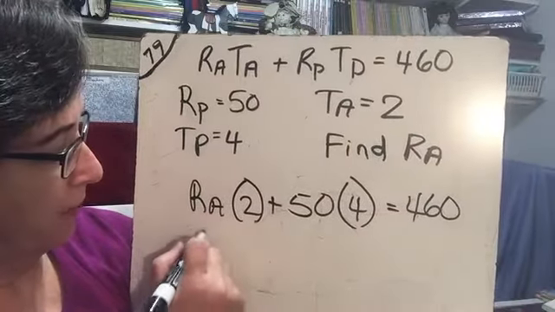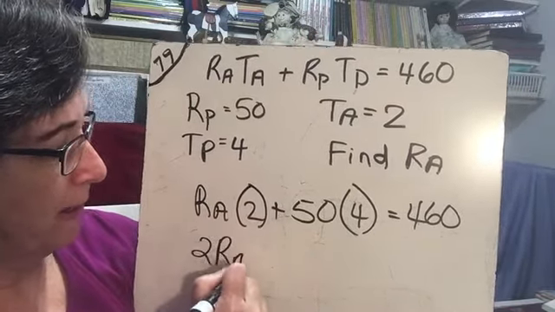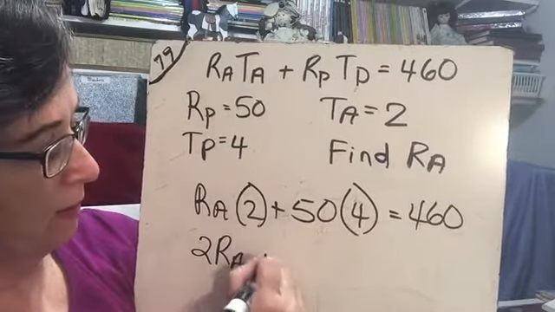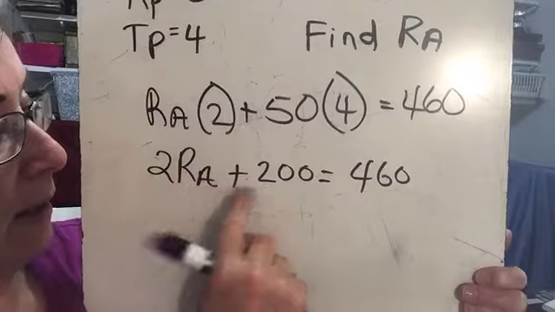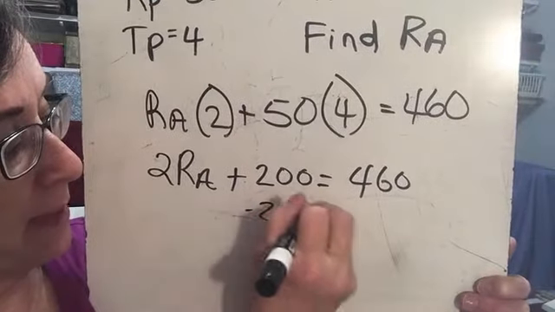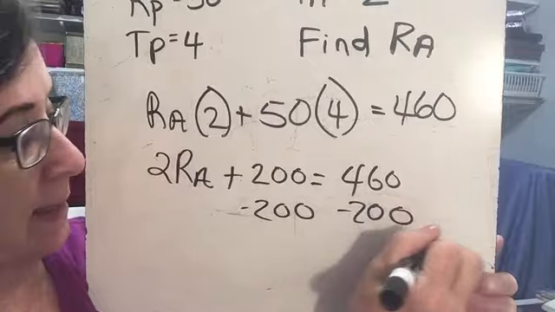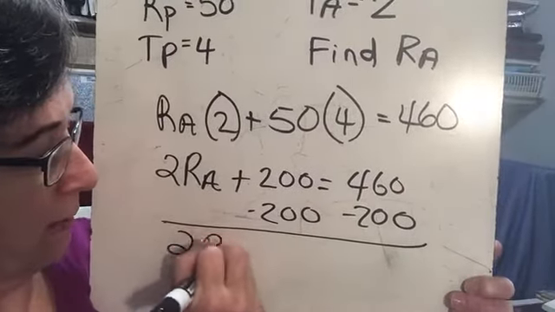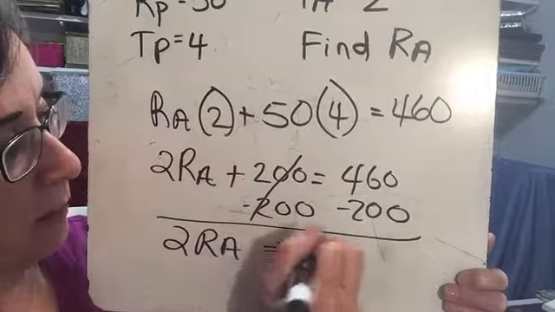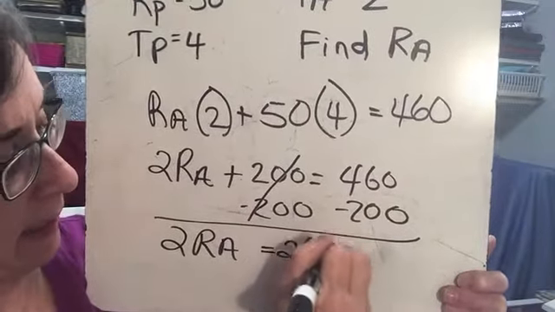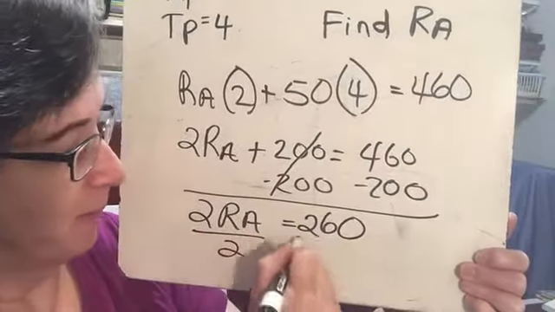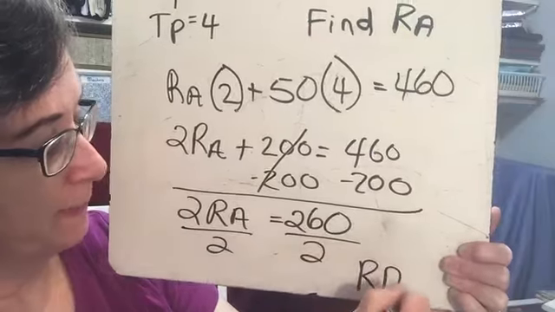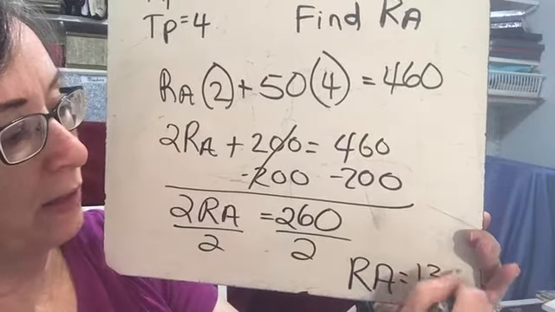So R sub a times 2 is twice R sub a plus 200 equals 460. Okay, so now let's get rid of the 200 by subtracting 200 from both sides. Twice R sub a equals 260. So all we have to do is divide both sides by 2, and we get R sub a is 130.